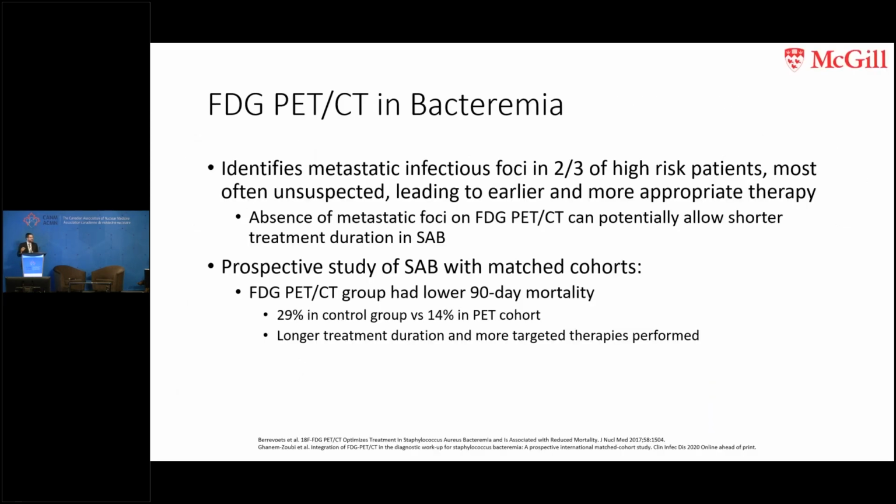So these patients often have bacteremia, and there's now evidence of survival and mortality benefits in patients who have FDG PET scans in the setting of bacteremia, because we identify the source of the infection, but also the extent of the infection, allowing better therapy. In one prospective study of Staph aureus bacteremia, there was a lower mortality in the FDG group of 14% compared to 29% in patients who did not have a PET scan. So not only are PET scans, I would argue, cost effective, but they show mortality benefit and a significant change in management.